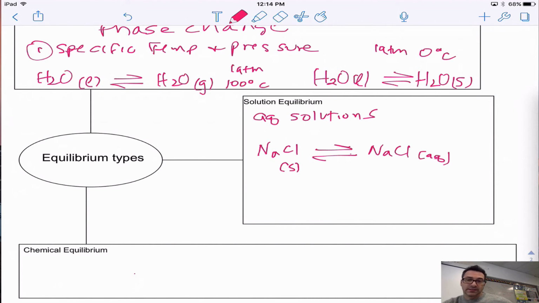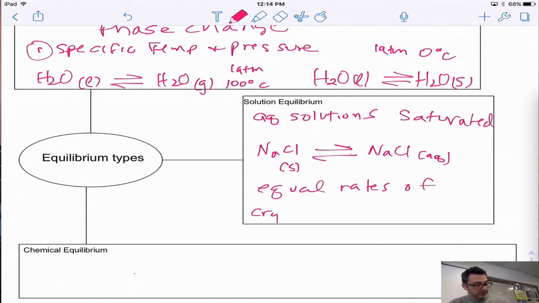Now, we talked about this with solutions, how you are saturated. And that's exactly what you are. You have a saturated solution. And what we define this as is equal rates of crystallizing, forming the solid, and dissolving.